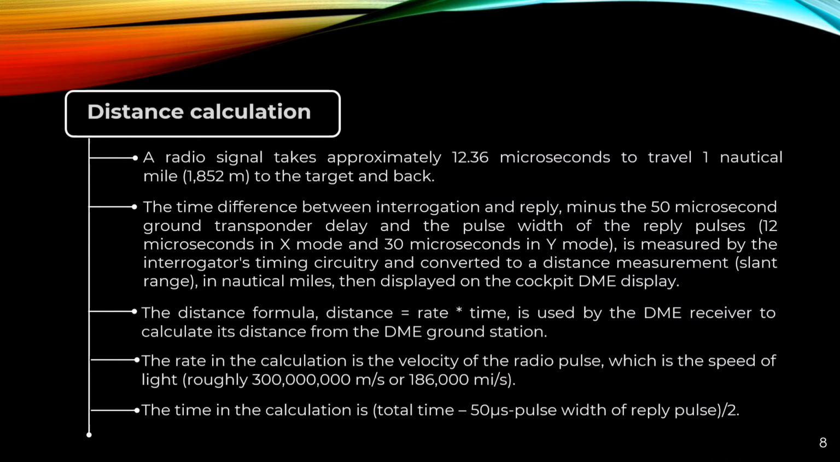The distance formula, distance equals rate times time, is used by the DME receiver to calculate its distance from the DME ground station. The rate in the calculation is the velocity of the radio pulse, which is the speed of light. By this formula, the distance is calculated.